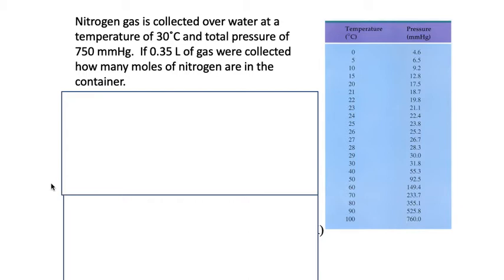So here's an example. Nitrogen gas is collected over water. That would be in an apparatus like I showed you in the previous slide. It's at a temperature of 30 degrees, and the total pressure is 750 millimeters of mercury. If 0.35 liters of gas were collected, how many moles of nitrogen are in the container? All right, so it's an ideal gas equation, PV equals nRT question.